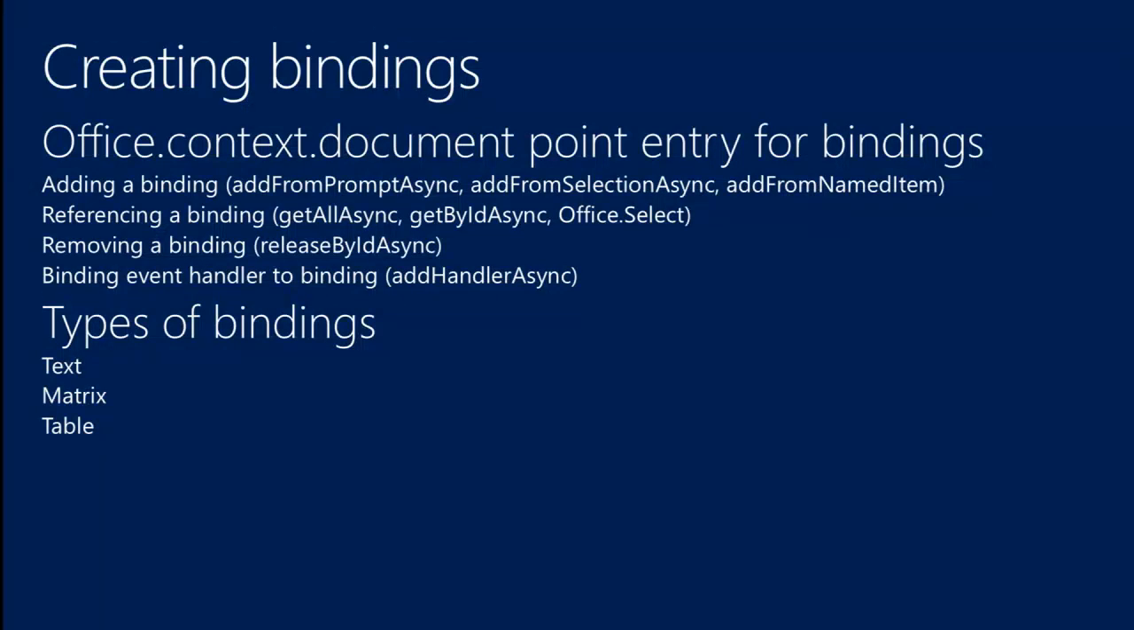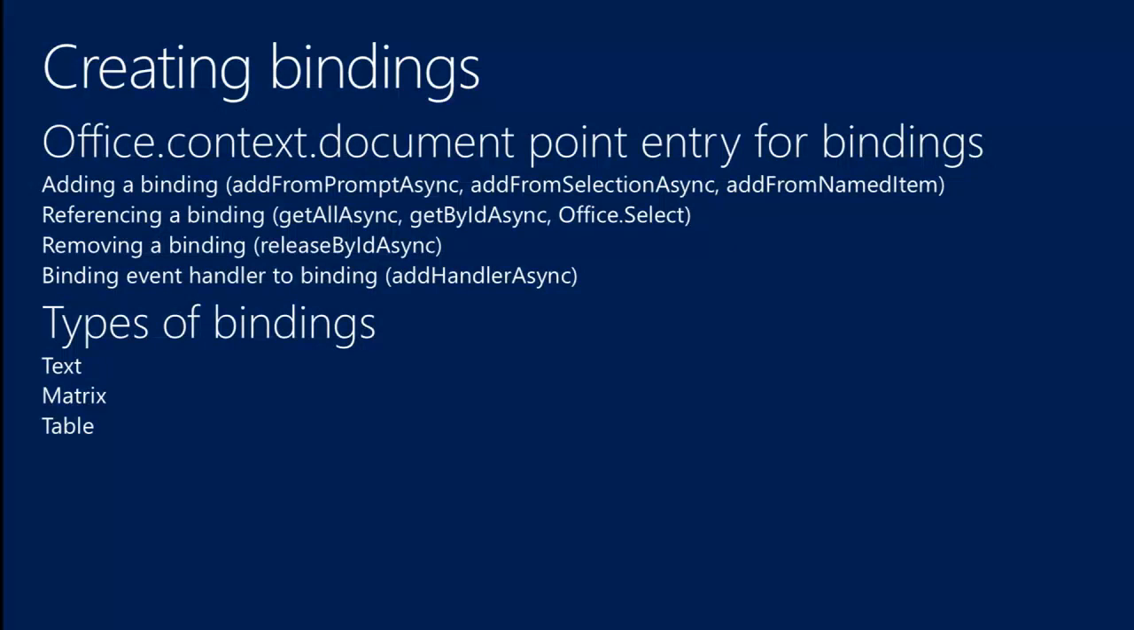And so some of the things that I have here are things for adding a binding. There's 3 ways that I can add a binding. I can add a binding based upon a prompt. If I were to do that, it would launch a little prompt and say, select what you want to bind to. I can do a binding based on selection. So if I'm in Excel and I have A1 through C17 selected, that's what I would bind to. Or I can bind based upon a named item.